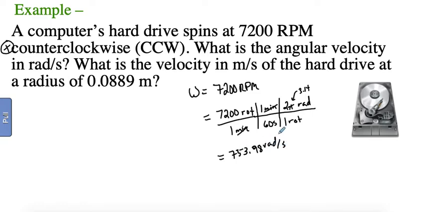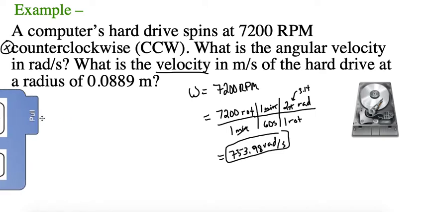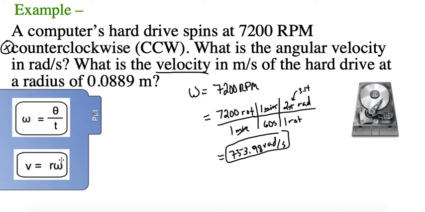And that's positive because it's going counterclockwise. So comparatively, that looks like a big number compared to what we've seen before, but that's spinning 7,200 RPM, so that hard drive is moving pretty quick. So the second part, what is the velocity in meters per second of the hard drive at a radius of 0.0889?